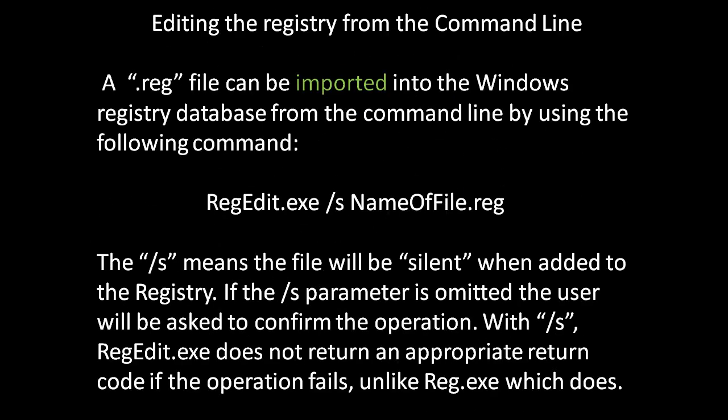You can also edit the registry from the command line. A .reg file can be imported into the Windows Registry database from the command line by using the following command: regedit.exe /s and then the name of the file .reg. All of the files that are exported from the registry have a .reg extension. Let's take a look at the syntax. The /s means the file will be silent when added to the registry. That's the same thing as right-clicking and saying merge if you do it graphically in Windows 7. If the /s parameter is omitted, the user will be asked to confirm the operation. But with /s, regedit.exe does not return an appropriate return code if the operation fails, unlike reg.exe, which does.